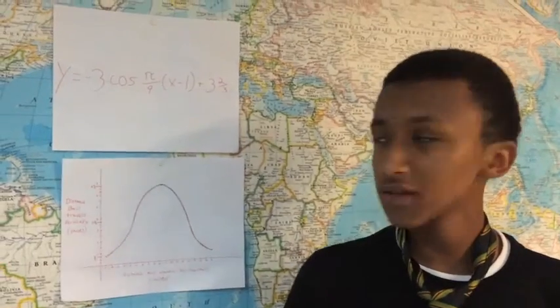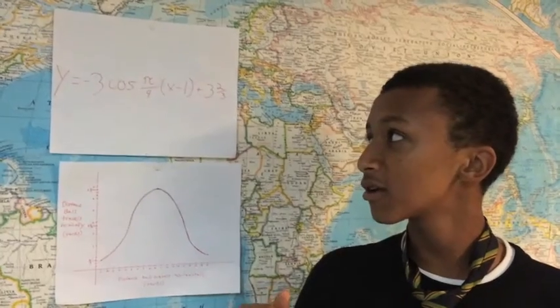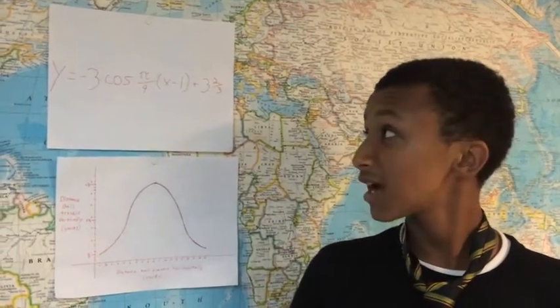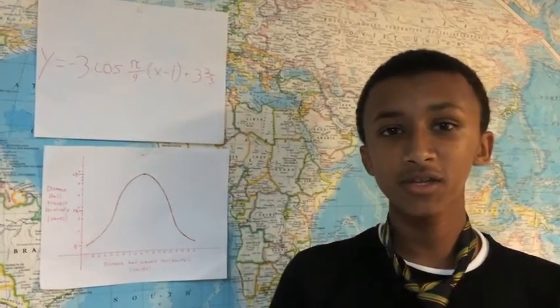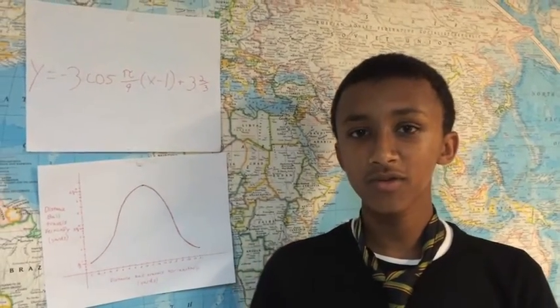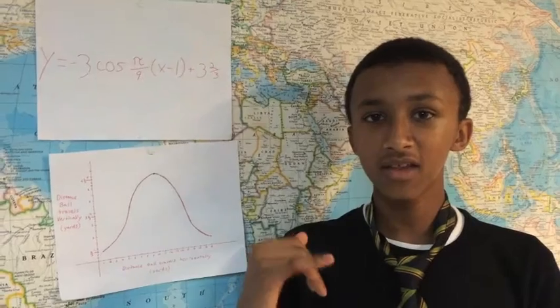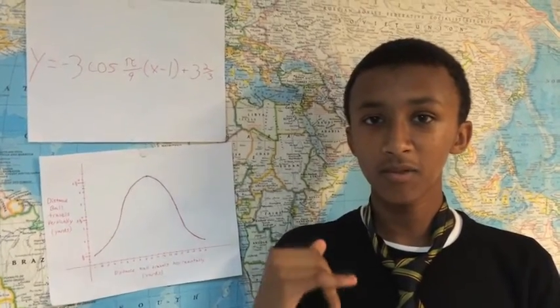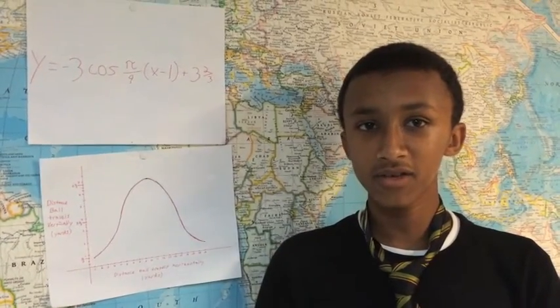So the equation of this is y equals -3 cosine (pi over 9) times (x minus 1) plus 3 and 2/3. The a of this graph is -3 because the amplitude of this graph is 3, and the negative is there because the ball increases before it decreases.